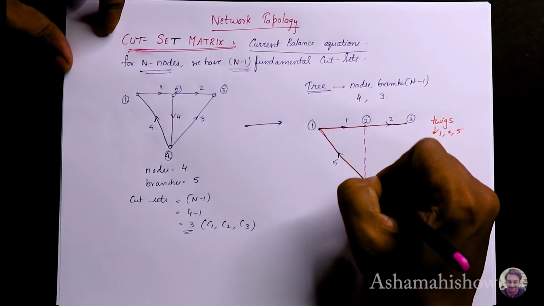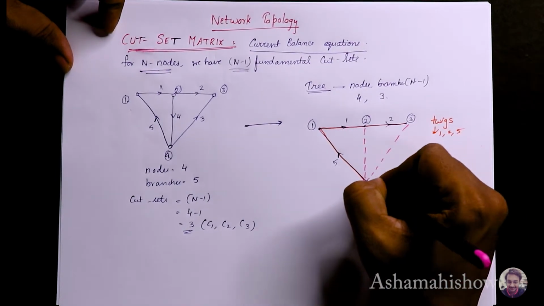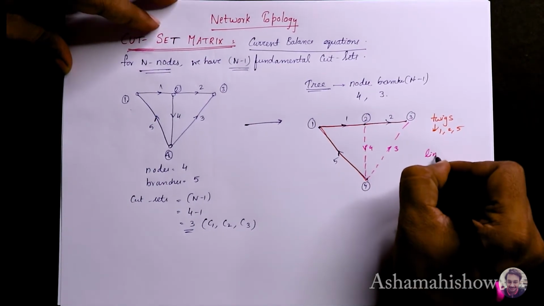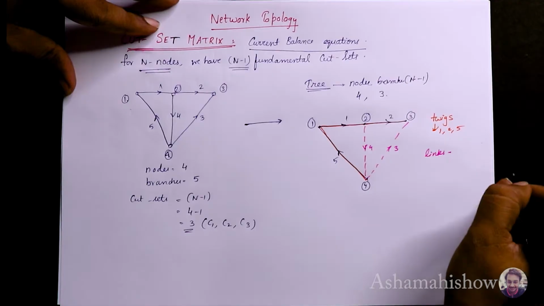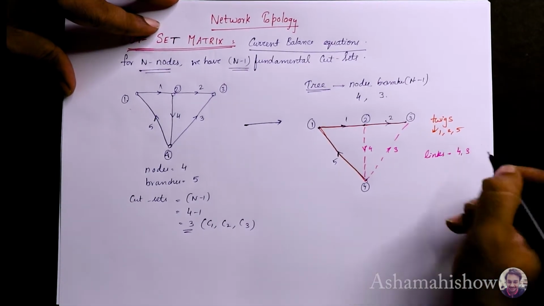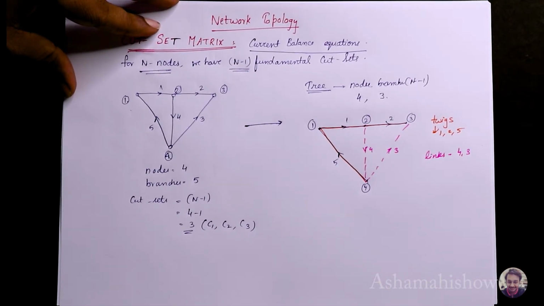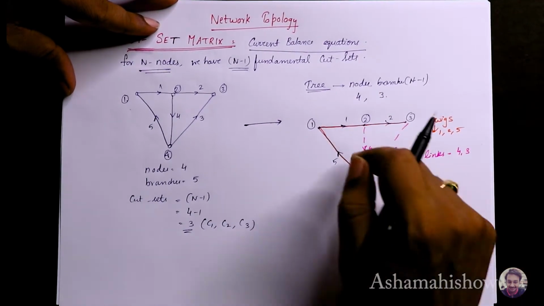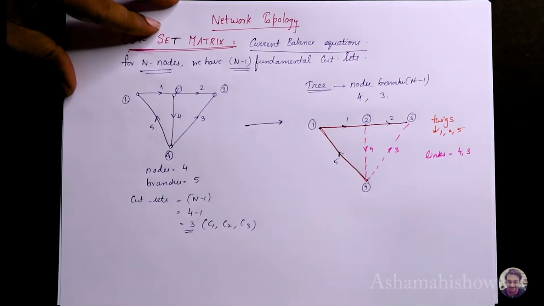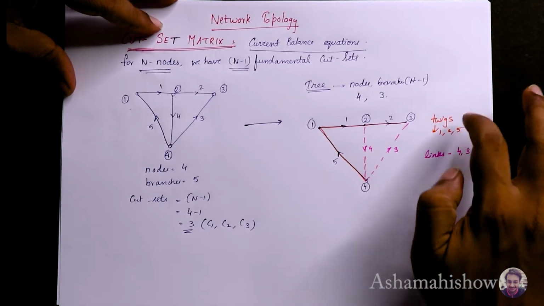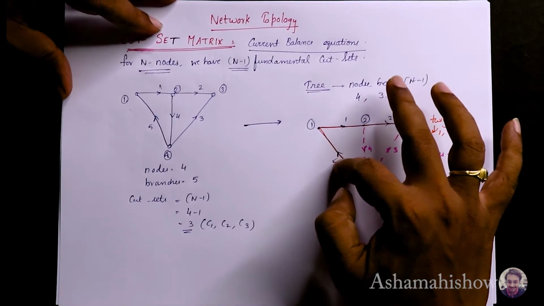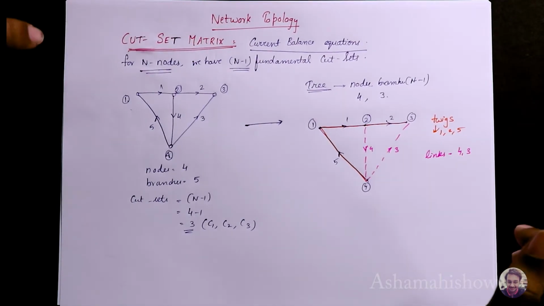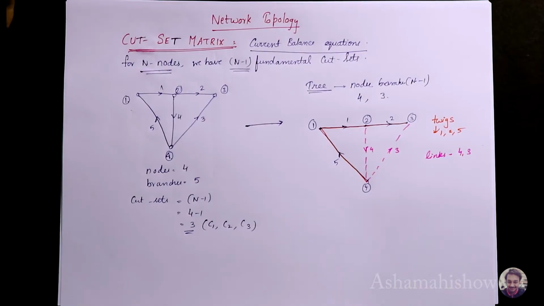So let us draw that one also. The orientation should not be changed. Your links are the dotted lines, the remaining ones 4 and 3, which are not selected as part of the tree. So this is how you need to select a tree, and you need to draw the remaining branches also. So you got to know, right? Twigs are the actual branches we have selected for the tree, and links are the remaining ones, the dotted lines.